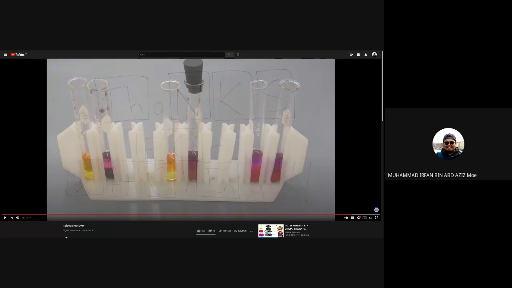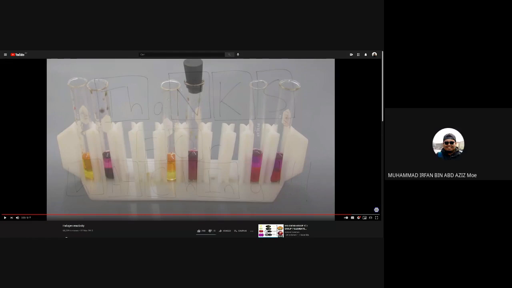For example, in our toothpaste, we have fluoride, but we do not have fluorine. We have fluoride, the salt of fluorine, to avoid our teeth becoming decayed.